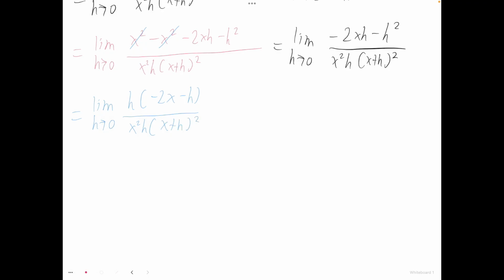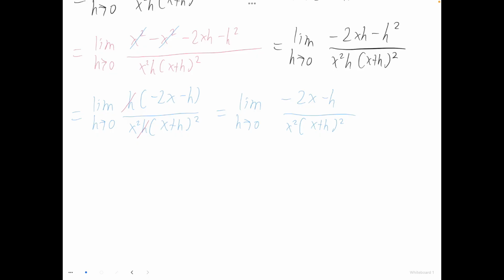Now I have an h in both the top and the bottom multiplying everything, so this h can cancel with this h. And I'm left with the limit as h goes to 0 of negative 2x minus h divided by x squared times x plus h all squared.